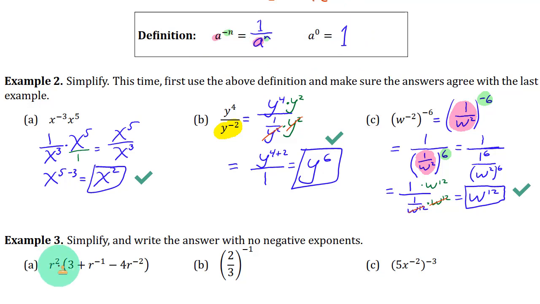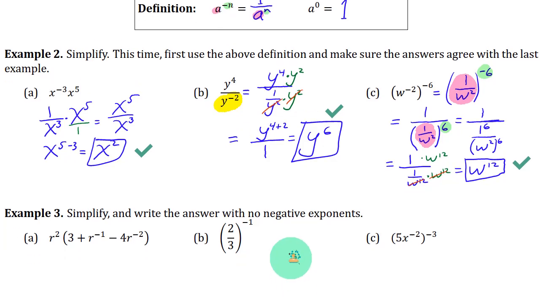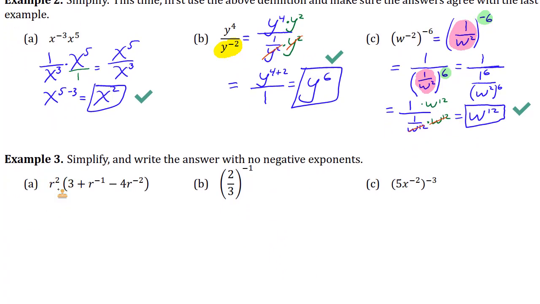Okay, so let's do example 3 here. This is where we have somewhat more complicated expressions, and we want to practice using the rules that we know, and maybe using the definition here to write these in a simpler form with no negative exponents. So let's start with A.